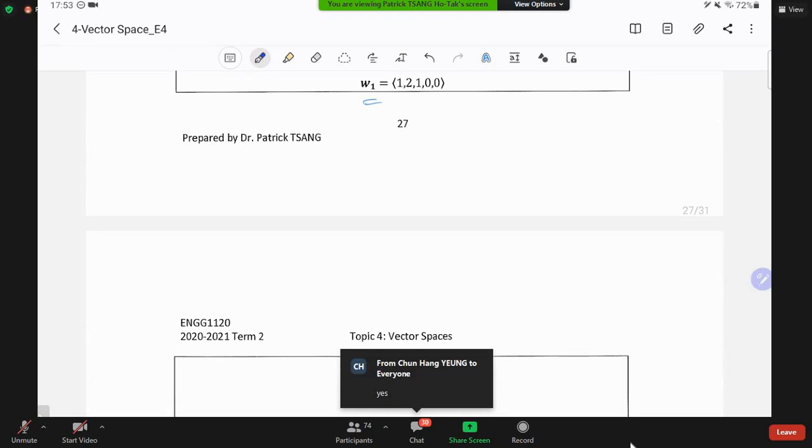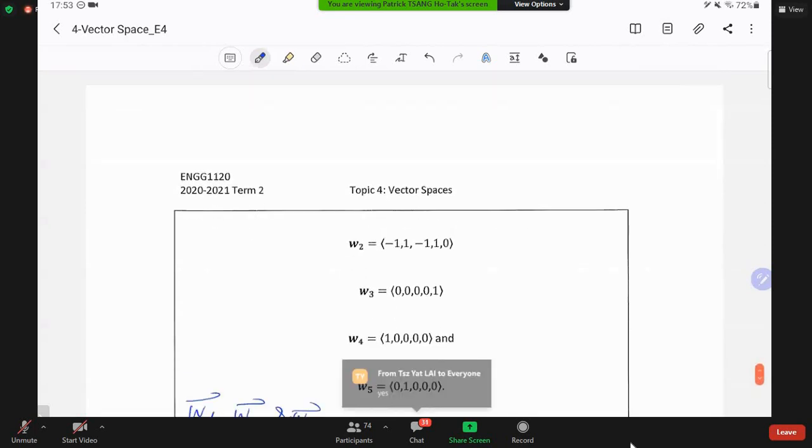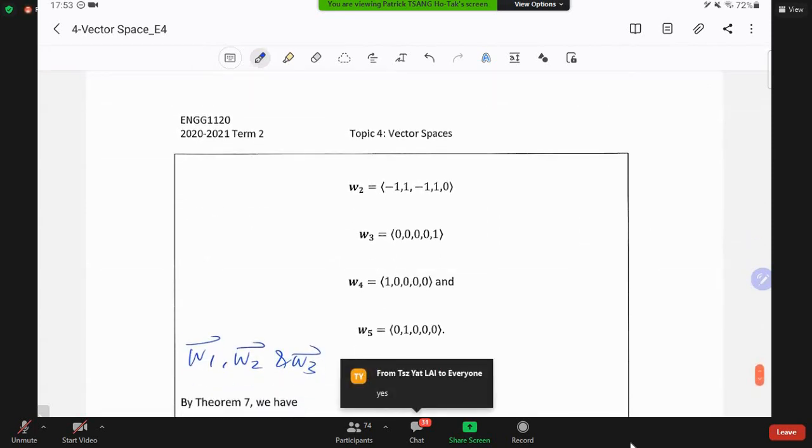I see some response. Very good. Any other idea? Well done, guys. I'm very satisfied with your response so far. At least you can still remember what is meant by an orthogonal set, right? This is the first thing. And the second thing is why I would like to call your attention to these three vectors, W1, W2, and W3.